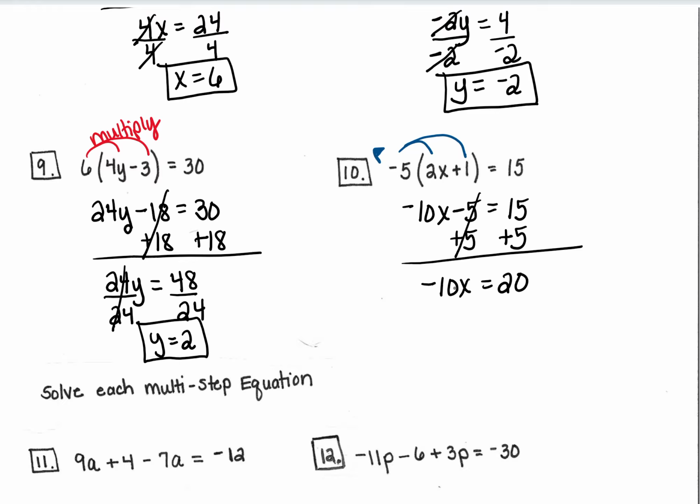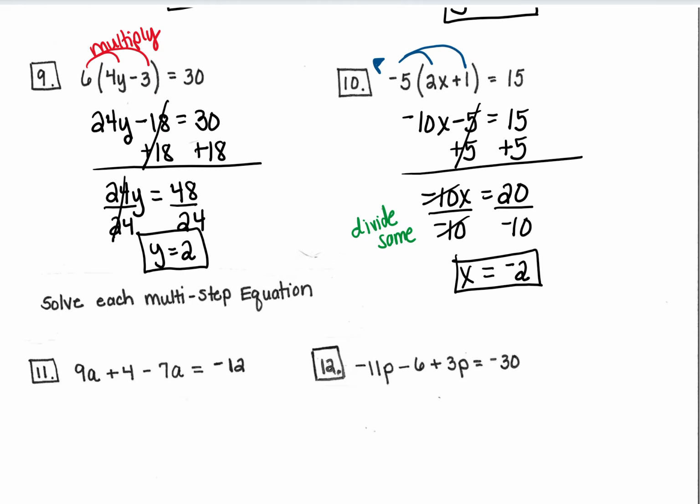This is a negative 10 multiply, so we divide. And remember, you divide by the same thing. Whatever you see, that's what you have to divide by. So I'm going to divide both sides by negative 10, and those negatives are going to cancel and have a positive divided by a negative, which is a negative 2 right there.